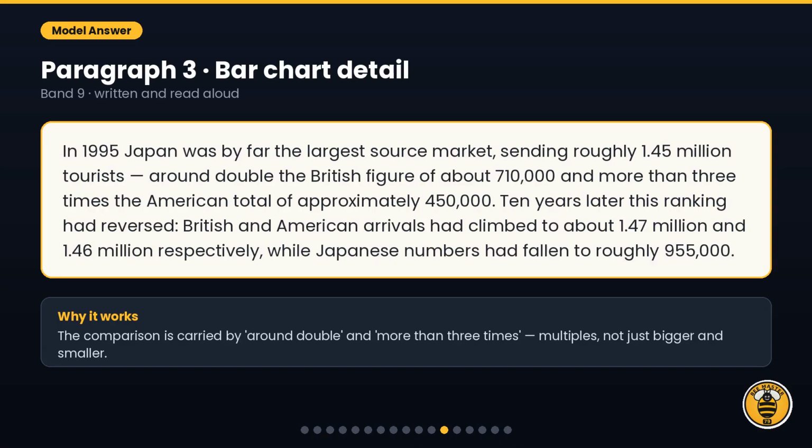Paragraph 3. The bar chart in detail. In 1995, Japan was by far the largest source market, sending roughly 1.45 million tourists, around double the British figure of about 710,000, and more than 3 times the American total of approximately 450,000. 10 years later, this ranking had reversed. British and American arrivals had climbed to about 1.47 million and 1.46 million respectively, while Japanese numbers had fallen to roughly 955,000.